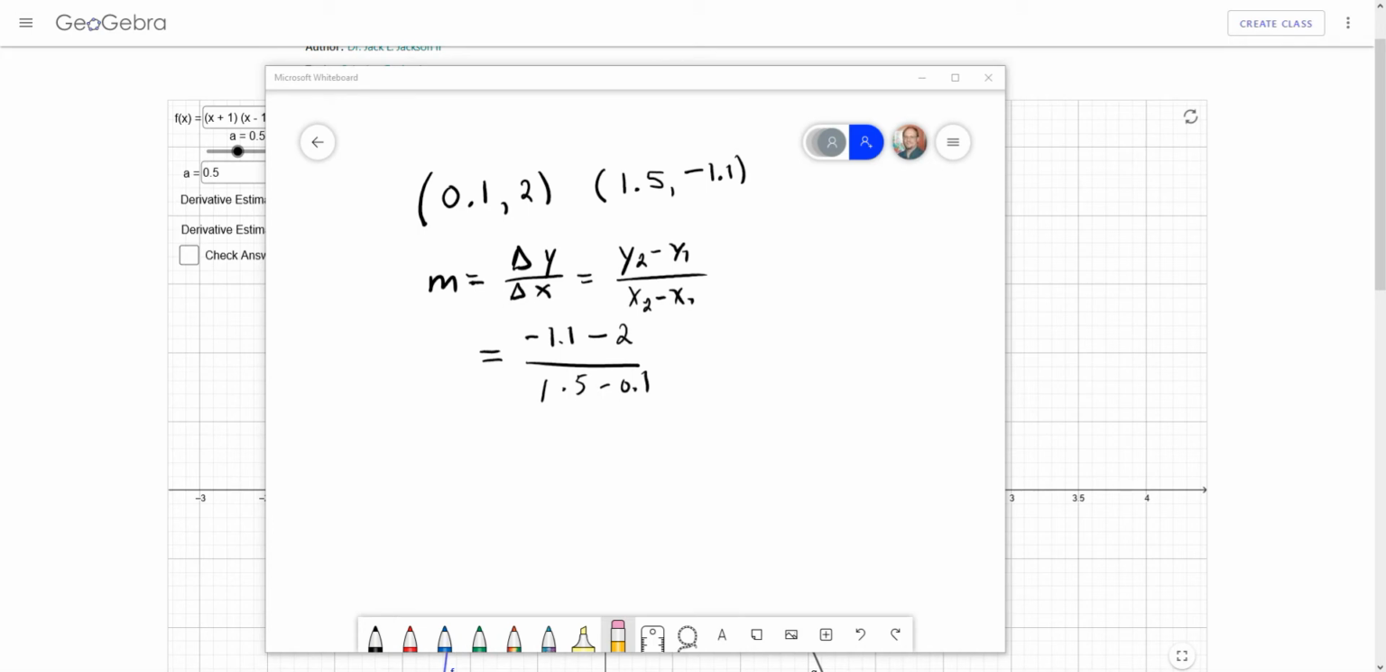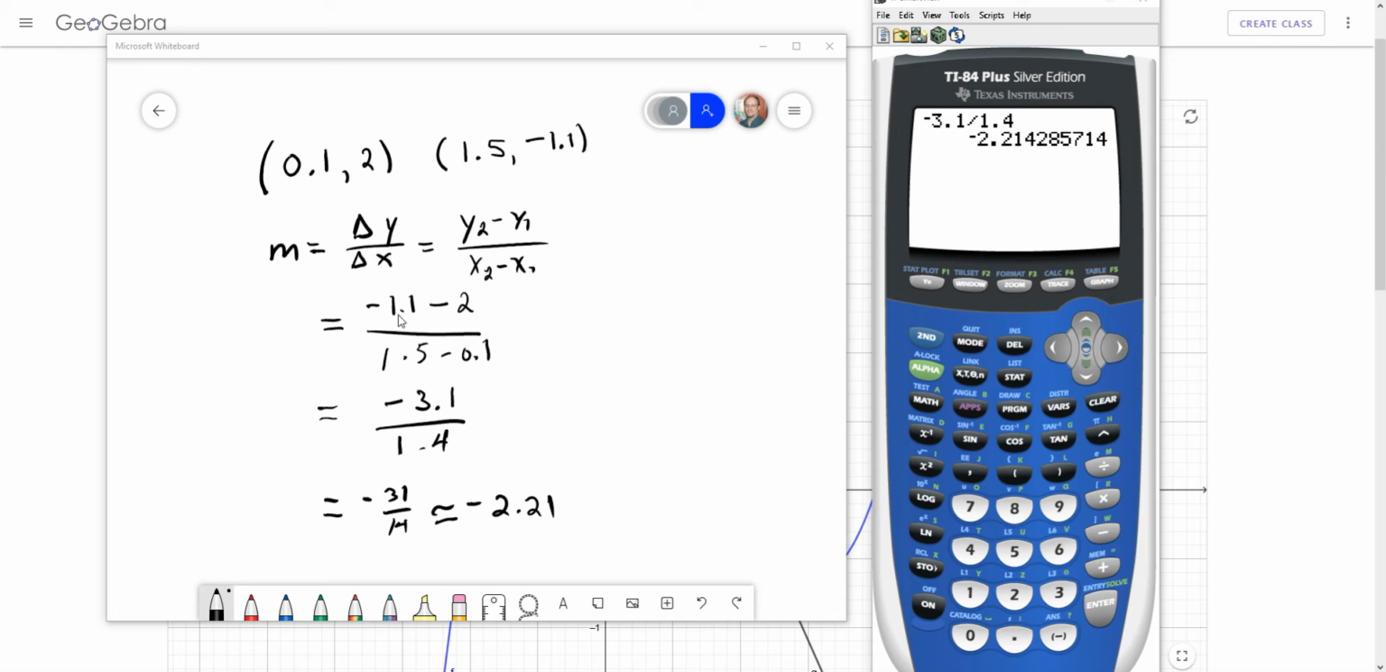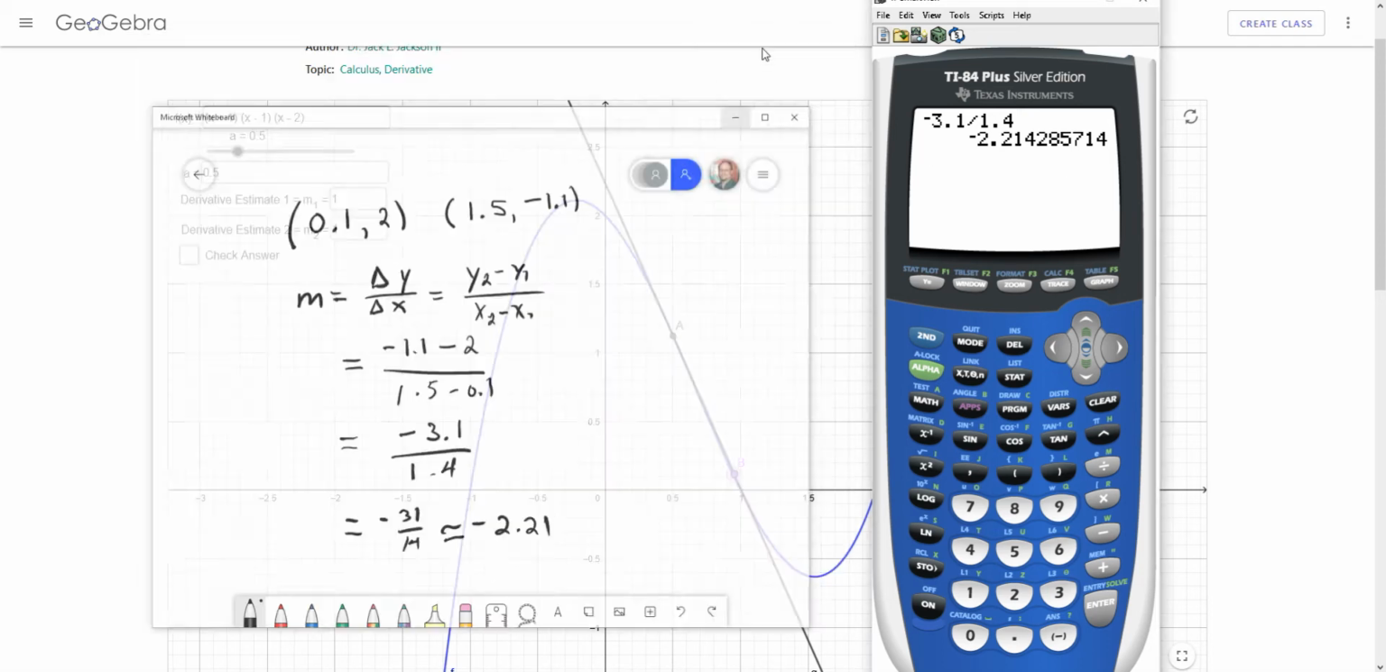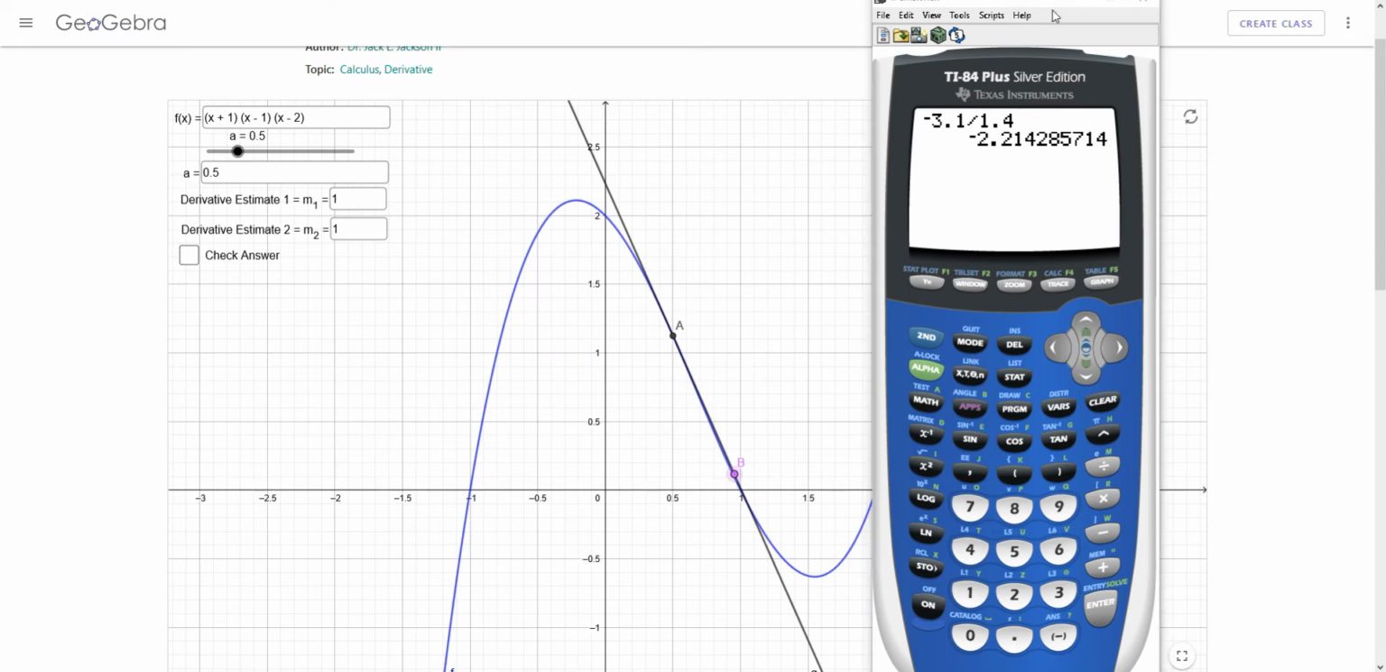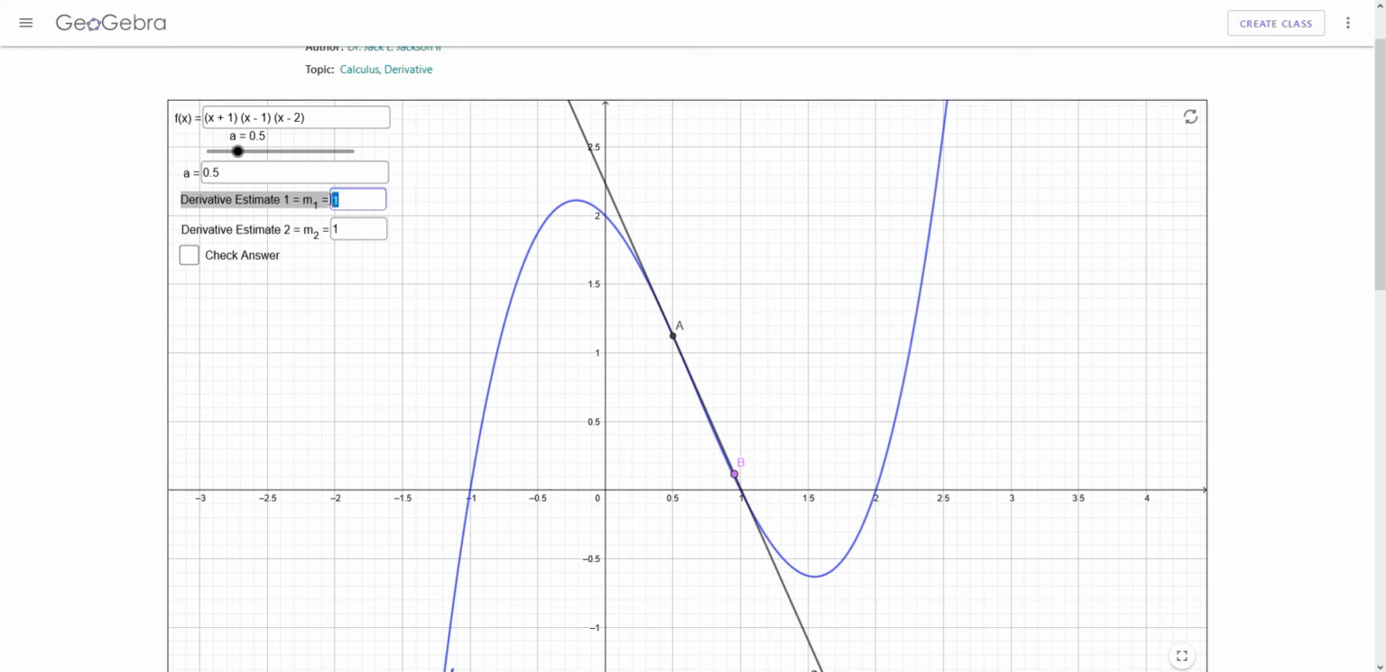Simply plug in those numbers, and then we work this out. In the top, we do this subtraction. At the bottom as well, we get negative 3.1 for the numerator, and we get positive 1.4 for the denominator. That means delta y is negative 3.1. So we went down 3.1 units, and delta x is 1.4, so we went to the right 1.4 units. Multiplying top and bottom by 10, that's negative 31 over 14, or as we see here in the calculator, about negative 2.21. So that's our estimate that we came up with there. And I'm going to put that in here in this box, negative 2.21. All right, so that's method 1.